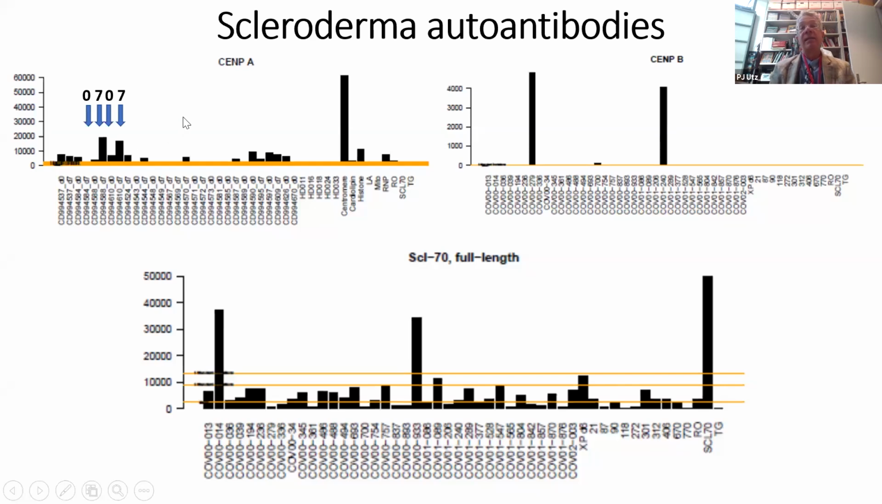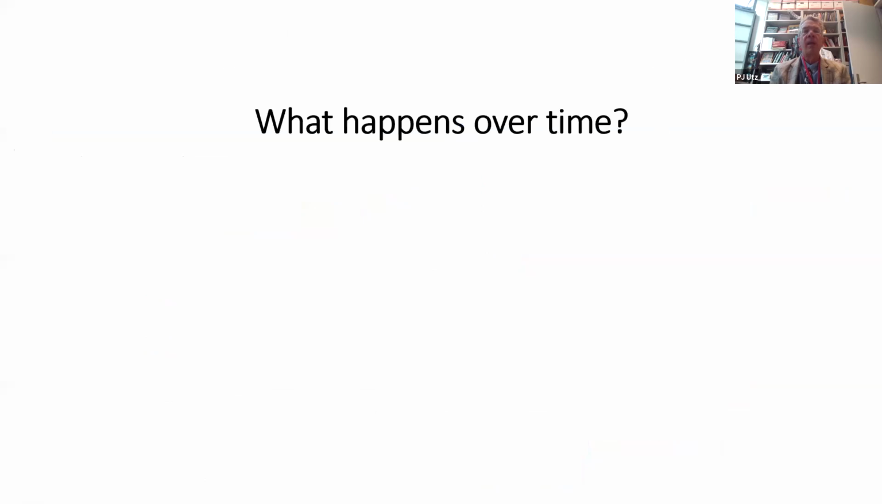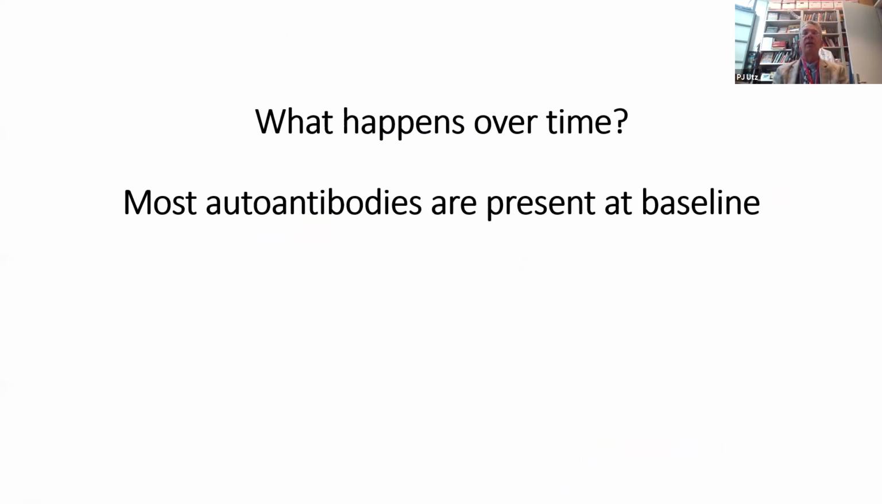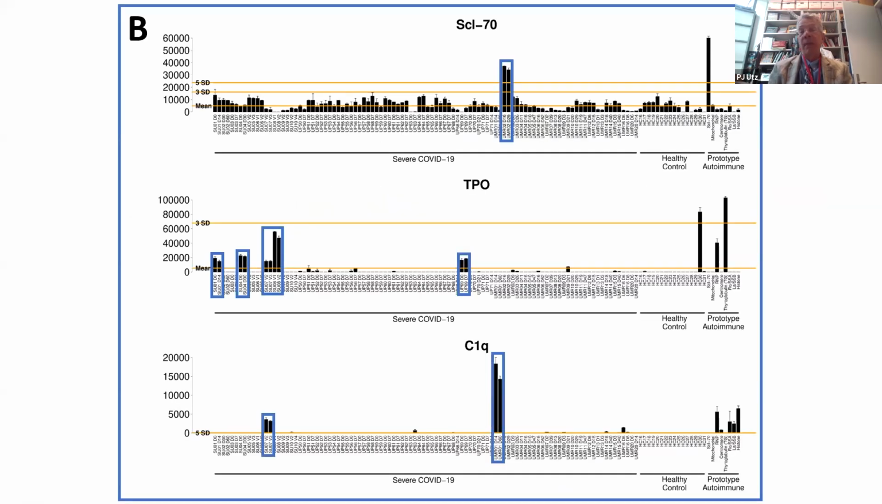And this again demonstrates that at least in a subset of patients, they develop antibodies that are new that were really not present prior to the infection with COVID-19, as best we can tell. So what happens over time? And I'll just tell you that most of these antibodies are actually present at baseline, but as I just showed you, many of them are not.